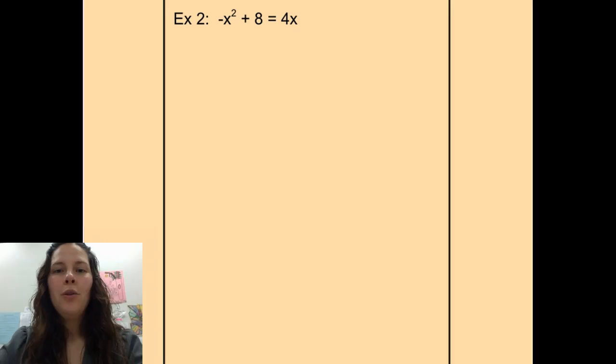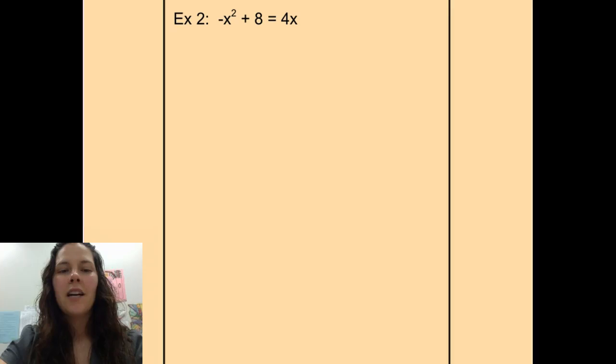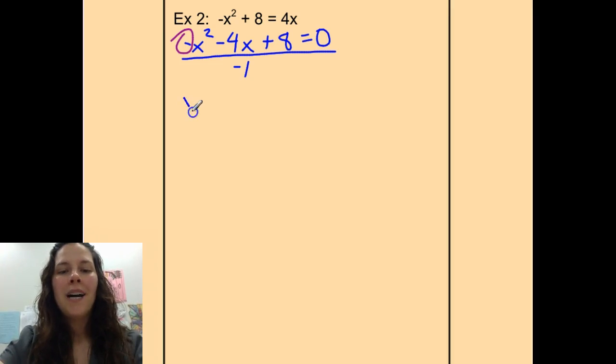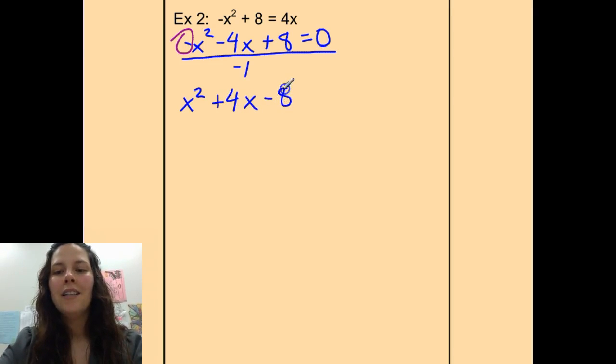Our second example is not set equal to 0, so we're going to get that 4x over on the left-hand side by subtracting it. So we get x squared minus 4x plus 8 equals 0. Does it factor? Yes, we have a common factor. We can divide everything by that lead coefficient of -1 that's in front of our x squared right here. So dividing that -1 out, we get a positive x squared plus 4x minus 8 equals 0 divided by -1, but that's still 0.